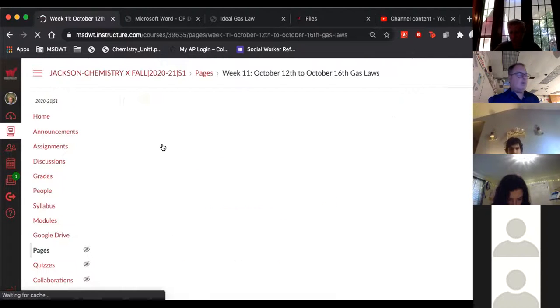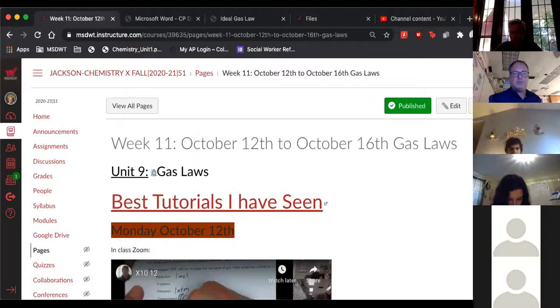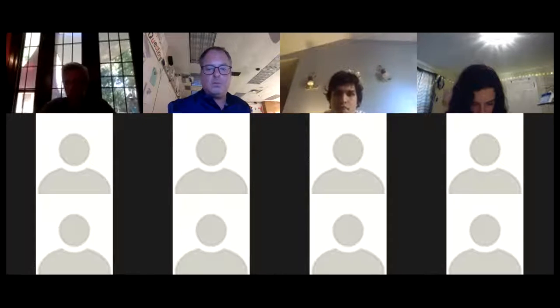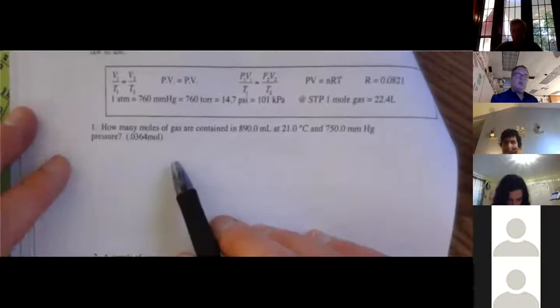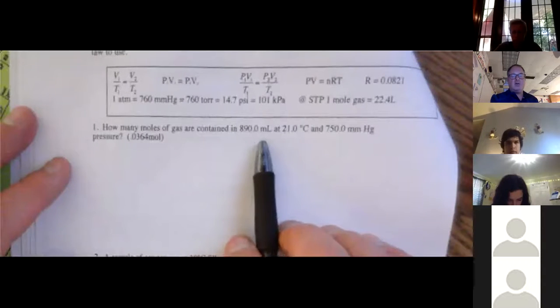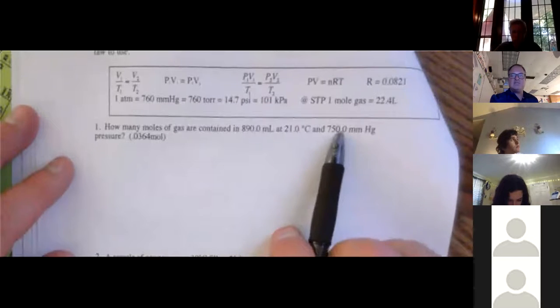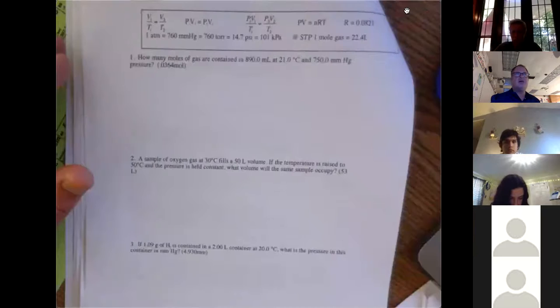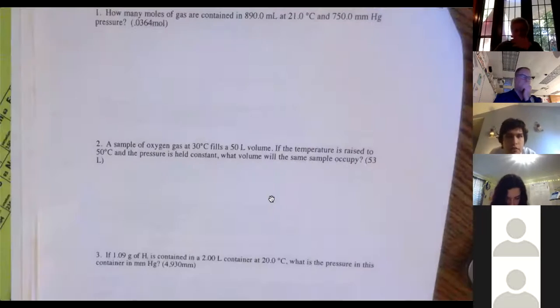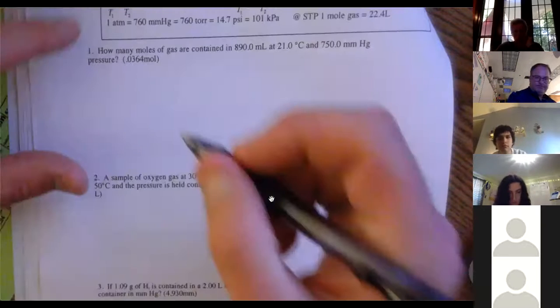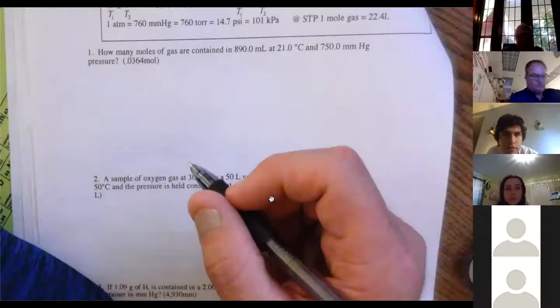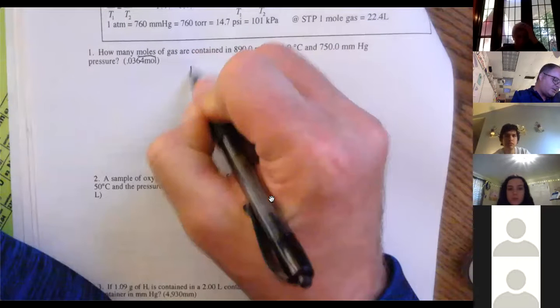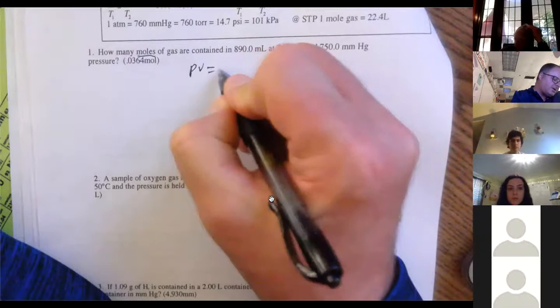So again, why are we doing these problems? So that you can sit there and figure out which formula to use. And some of these will be really quick. How many moles of gas are contained in 890 milliliters at 21 degrees Celsius and 750 millimeters of mercury pressure? Which formula are we going to want to use there? Ideal gas law or P1V1 over T1? Ideal. Yeah, right? How do you know, Henry? It's asking for moles. The fact that it asks for moles right there tells you PV equals nRT.